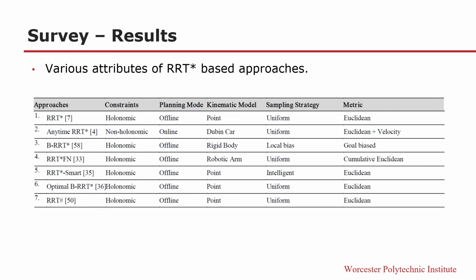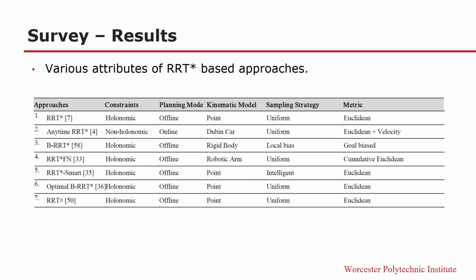The following table shows various attributes of RRT star based approaches. RRT star can be used for holonomic and non-holonomic constraints. The term non-holonomic refers to the differential constraints that are not completely integrable, such as car-like robots, while others are holonomic constraints such as robotic arm.